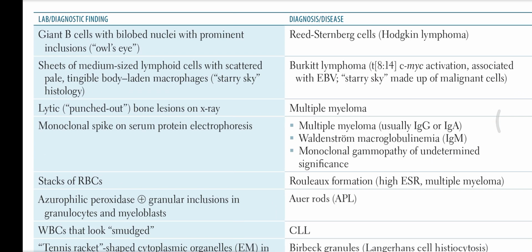Giant B cell with bilobed nuclei with prominent inclusions, that is owl's eye. The diagnosis is Reed-Sternberg cell, seen in Hodgkin's lymphoma.